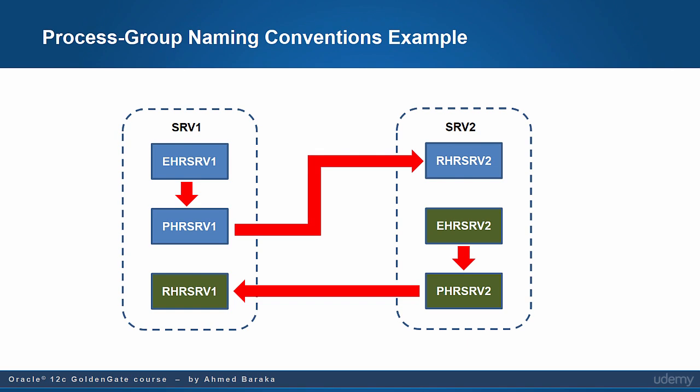In this configuration, we have two servers, SRV1 and SRV2. On the SRV1 side, we have an extract process called EHR SRV1 and a data pump process called BHR SRV1. On the SRV2 side, we have a replicate process called RHR SRV2, an extract process named EHR SRV2, and a data pump process with the name PHR SRV2. You are free to grab the naming convention that suits you. The naming convention in this slide is just an example.